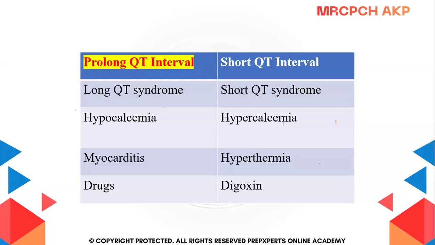Okay. So now I'll be telling you about the prolonged QT interval and the short QT interval. Obviously, long QT interval is a common scenario, so just memorize all the things that are going to prolong the QT interval. Long QT syndrome, hypocalcemia, myocarditis. There's a list of drugs which can cause long QT interval. And then there's short QT in cases of hypercalcemia, hyperthermia, and some drugs that can also cause short QT. But I want you to memorize the long one, okay?